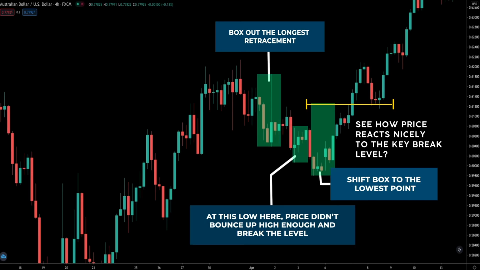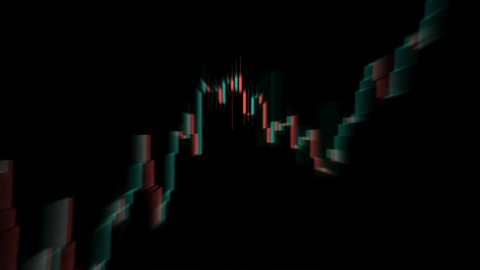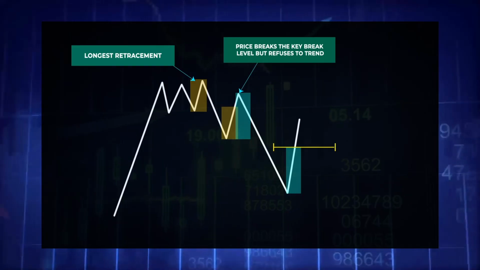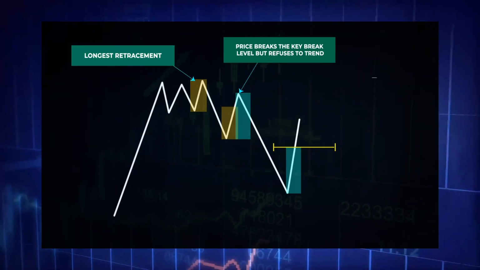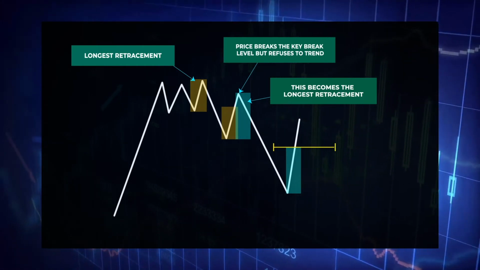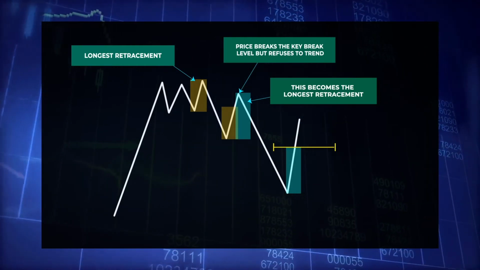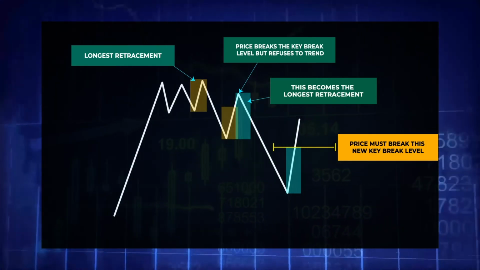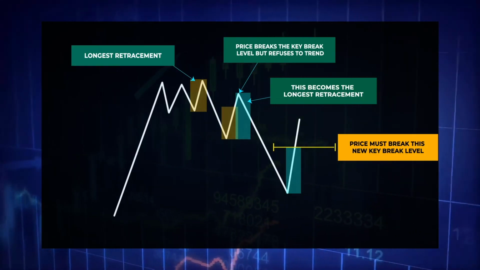Now, obviously, this way of determining when the retracement is over isn't a holy grail. It frequently works, but it doesn't happen all the time. So you might get a scenario where price breaks the key break level but fails to resume its trend. In this case, we will have a retracement length that is longer than the previous one. Thus, when determining the next key break level, we have to be mindful and use the longest retracement length.